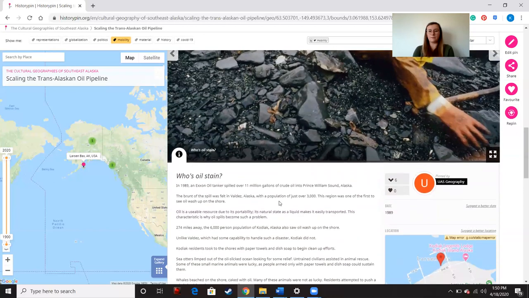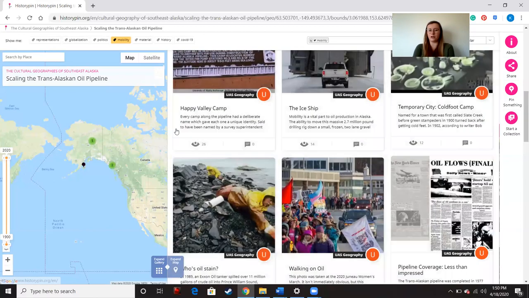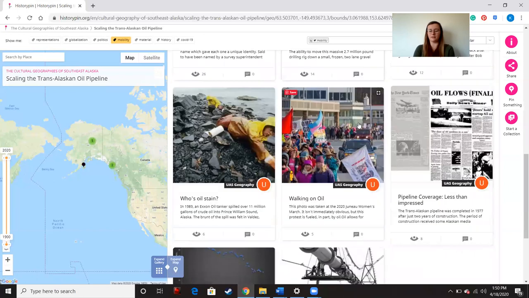So it's really the mobility of oil. While it lets us drive around and powers us on a day-to-day basis, when it spills or when it gets out of hand, the fluid itself is also mobile, and it causes tricky issues that are really hard to deal with.